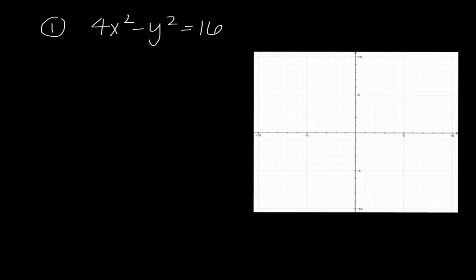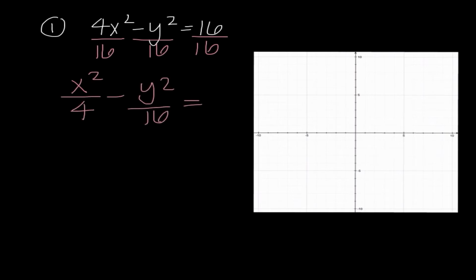Number one, I have 4x squared minus y squared equals 16. I can tell that this is a hyperbola because both variables are squared, but we have subtraction. We know we do not need to complete the square here because I don't have an extra x, I don't have an extra y. So what I'm going to do here, I'm going to begin by dividing everything by 16 because just like in our ellipse, I need to get this constant equal to 1. So I get x squared over 4 minus y squared over 16 equals 1.